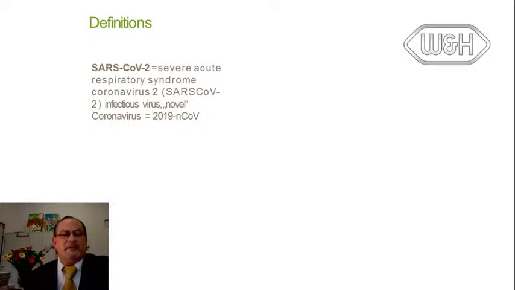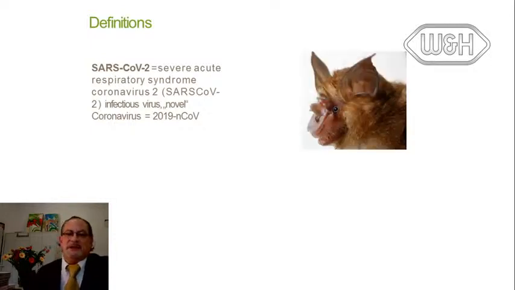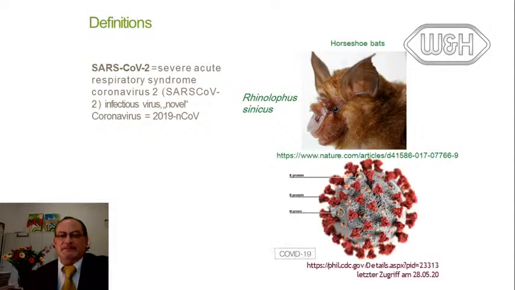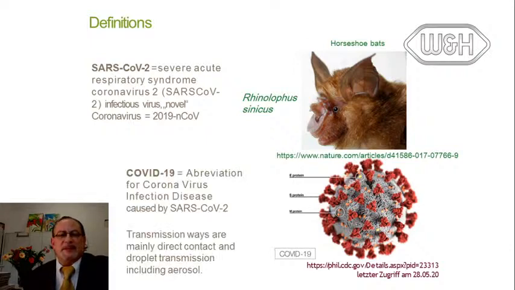2019 nCoV. And this is the animal that has transmitted the virus to the humans. This is the reason why we are talking about a zoonotic virus. And this animal is the horseshoe bat, also called Rhinolophus sinicus, and it lives in caves in China. And this is the virus that has mutated to become SARS-CoV-2.